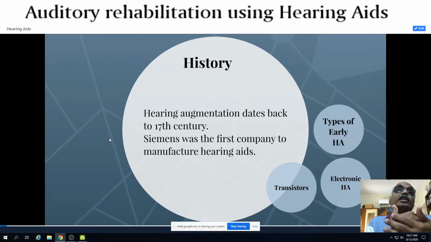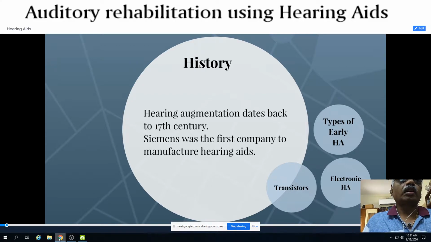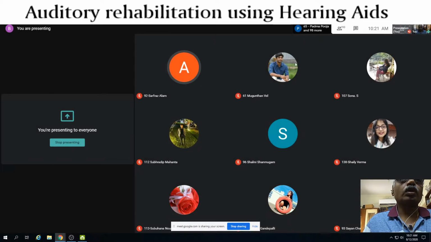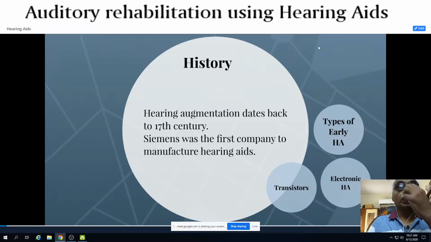Nobody knew that whatever they talked among themselves could be heard by the king sitting so far away. So that was actually the history. Kings were notorious enough to record what comments were passed against them. So that was a small historical background to augmentation of sound. And Siemens, a German company, was the first company to start manufacture of commercial hearing aids. So these are the two interesting anecdotes which I want to share with you.